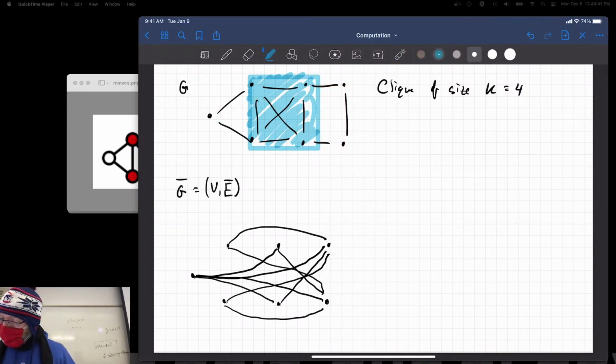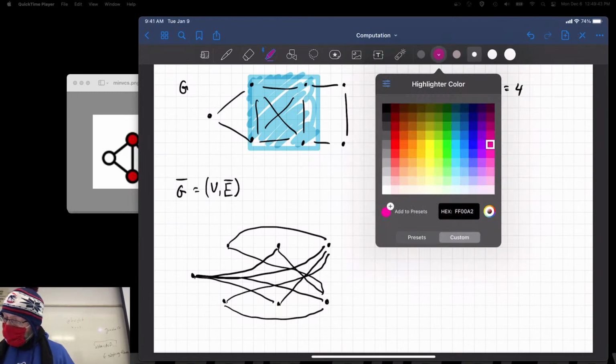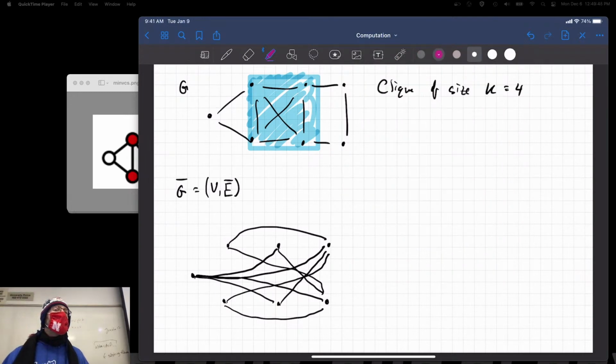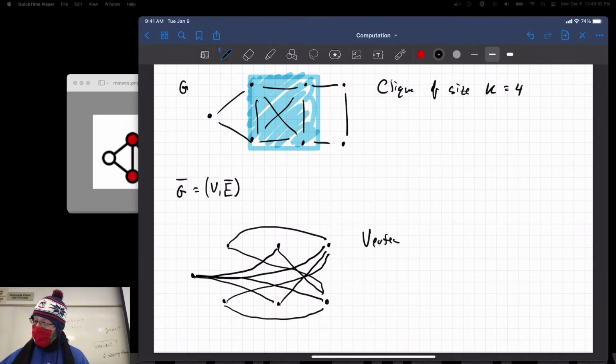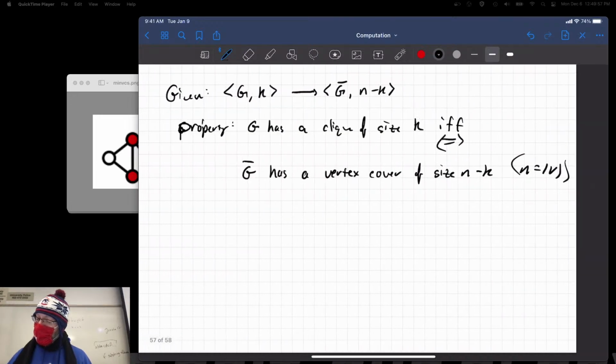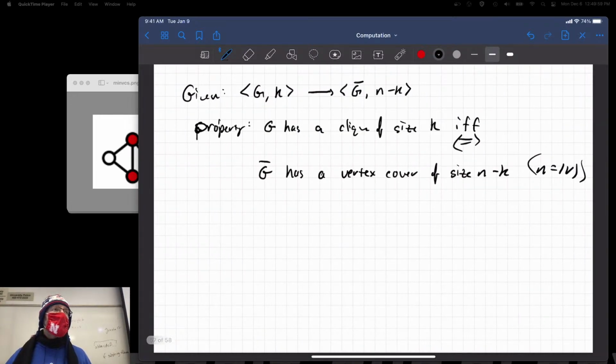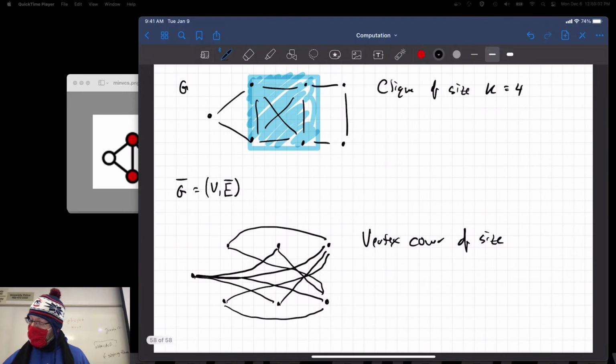Right. Okay. So tell me about a vertex cover over in this complement graph. I need a vertex cover of size... Over here, I told you that I was going to map k to n minus k. So in this case, n was 7 minus k. In the original graph, that was 4. So 3. There should be a vertex cover here of size 3. What is it?